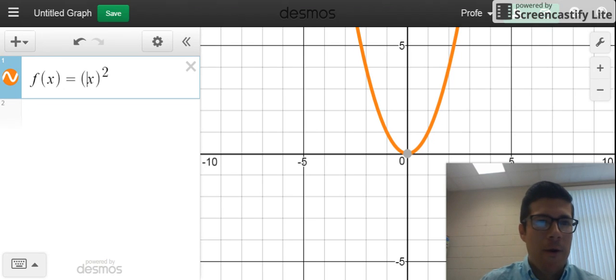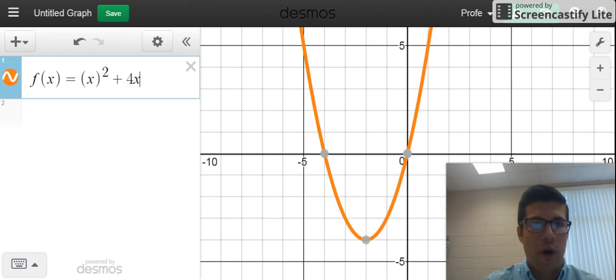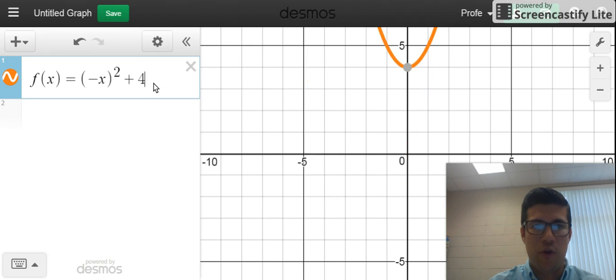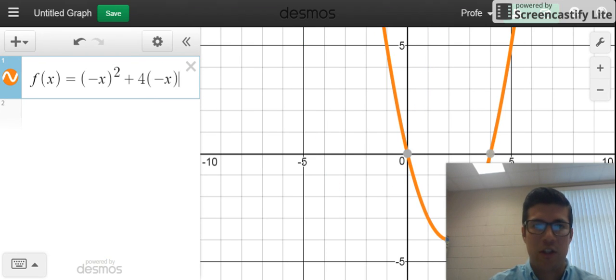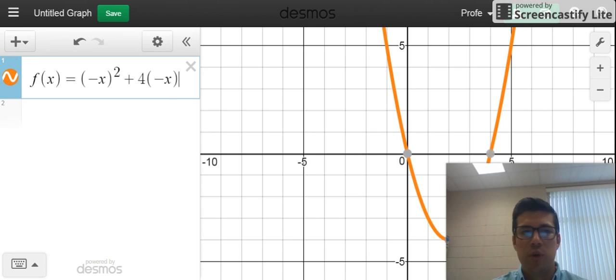So let's try something like this. Let's say if we had x squared plus 4x, all right, which is not symmetrical across the y-axis. All right, let me show you what I mean. So if I make my inputs negative, which is negative x, and instead of 4x, we're going to say 4 times negative x. Take a look at it. We're to the other side.